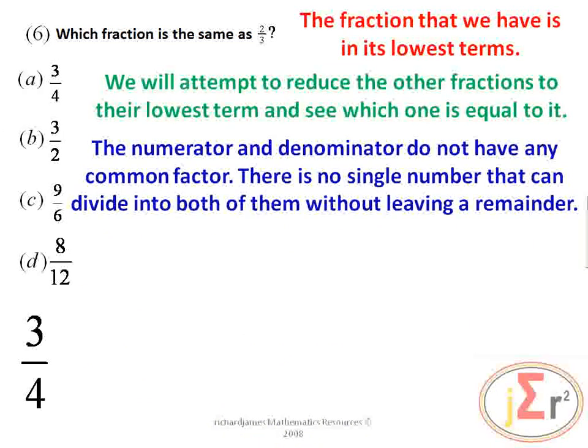Correct? Correct. Can we find a number that can divide into 3 and that same number can divide into 4 without leaving a remainder? Unless that number is 1. And if you divide 1 into 3, you will still get 3. And if you divide 1 into 4, you will still get 4. So there is no number that we can use to reduce this fraction any further.